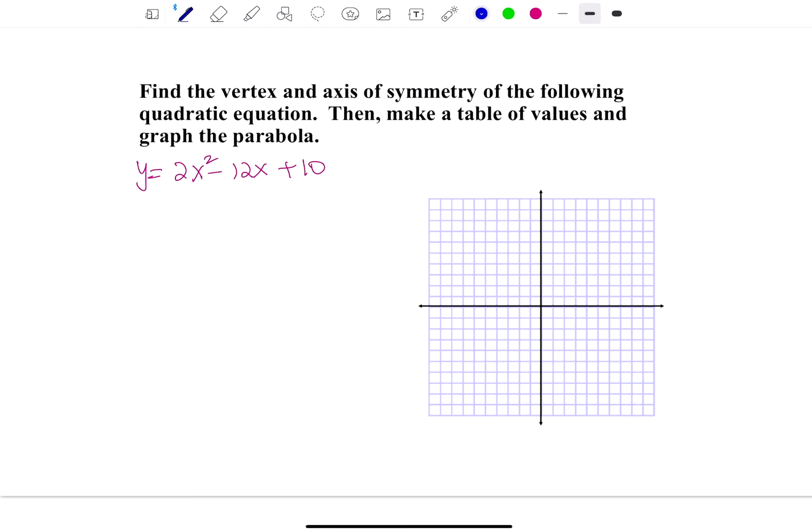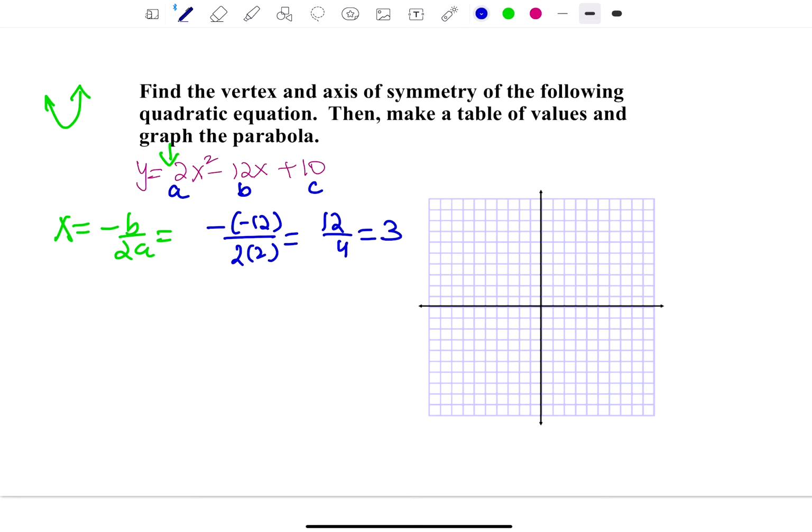We want to graph y equals 2x squared minus 12x plus 10. First step, we want to see that this number is positive. So this parabola is going to be opening up. Let's find x coordinate of the vertex. x equals negative b over 2a. a in this case is 2, b is negative 12, c is 10. So negative b over 2 times 2, which is 12 divided by 4, is 3. So x coordinate of vertex is 3.